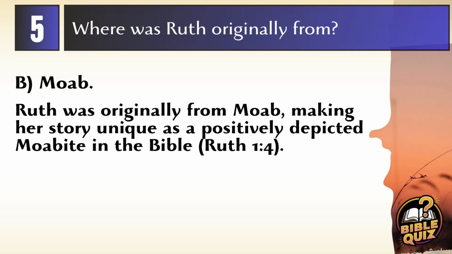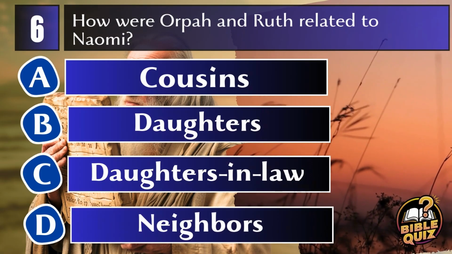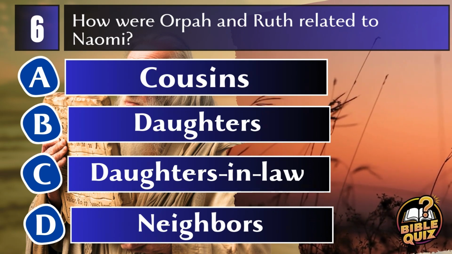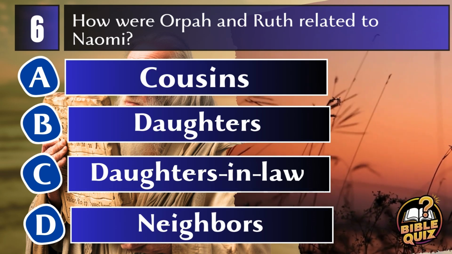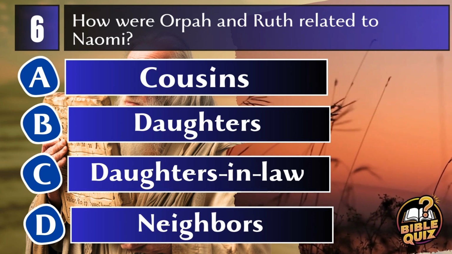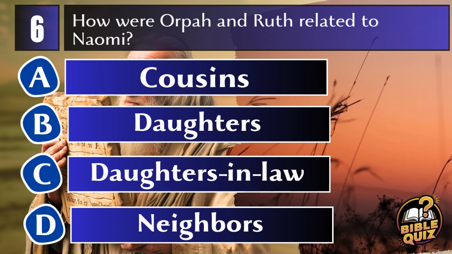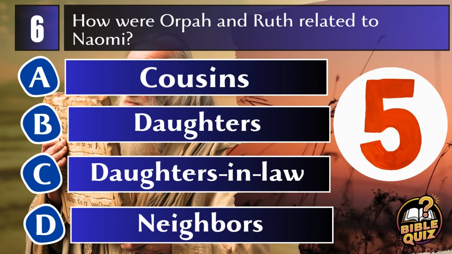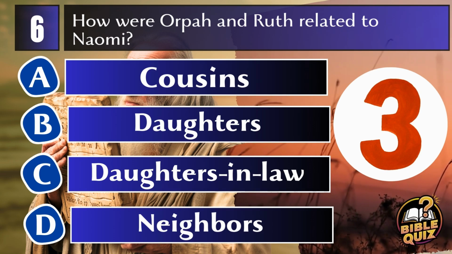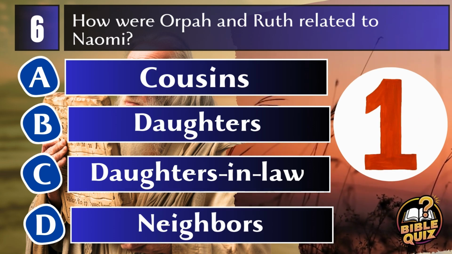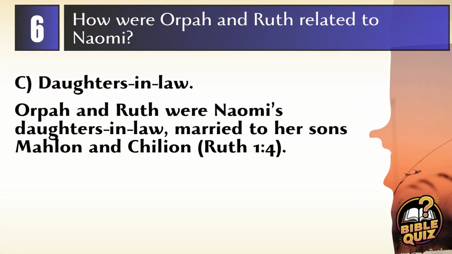Ruth 1:4. Question 6. How were Orpah and Ruth related to Naomi? A. Cousins. B. Daughters. C. Daughters-in-law. D. Neighbors. Answer: C. Daughters-in-law. Orpah and Ruth were Naomi's daughters-in-law, married to Naomi's sons Mahlon and Chilion.